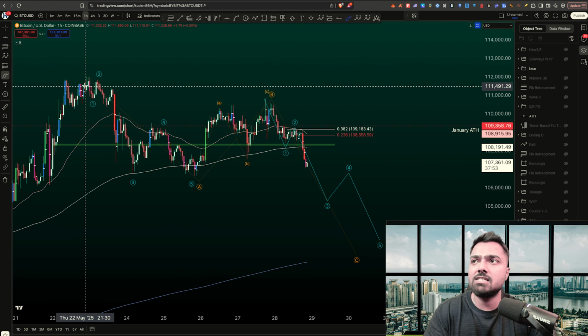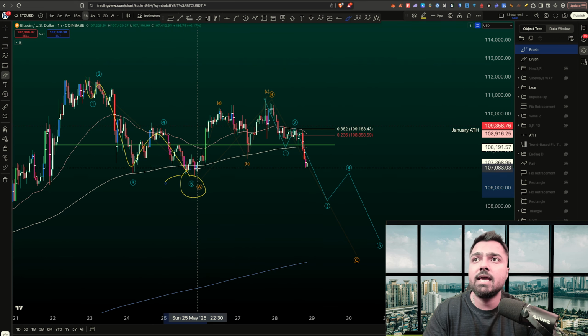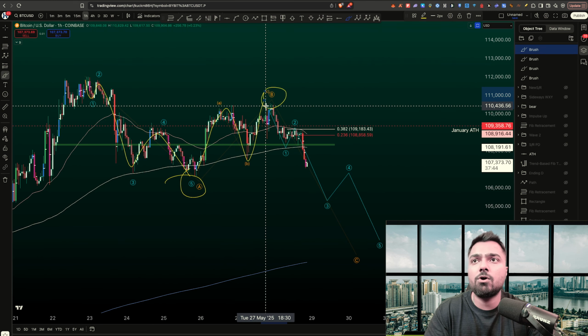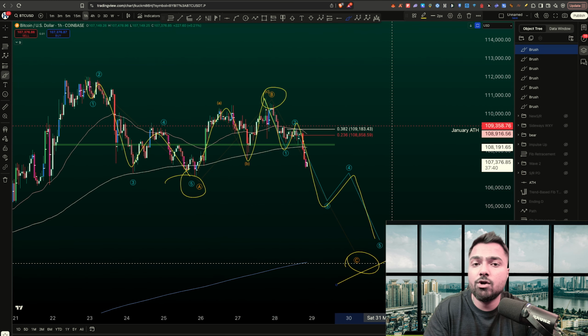So in this case, guys, we have a 1, 2, 3, 4, and 5-wave move towards the downside in your wave A, and then we have a 3-wave move in your wave B right here, and then we are again looking for another impulse 1, 2, 3, 4, and 5 in your wave C. That would be the end of your correction, right?